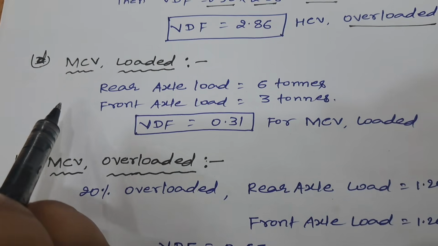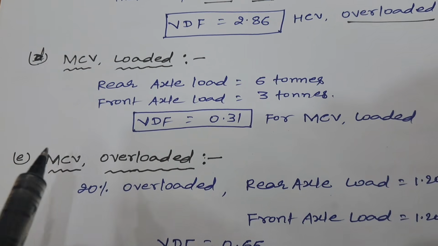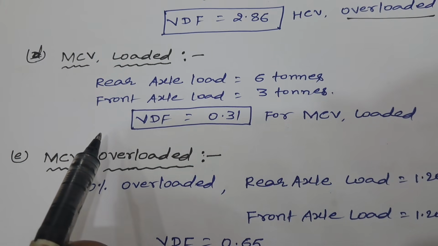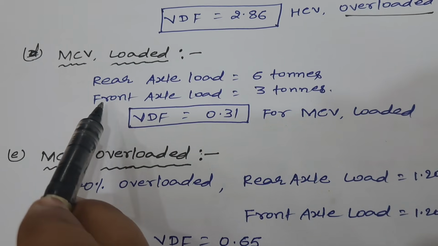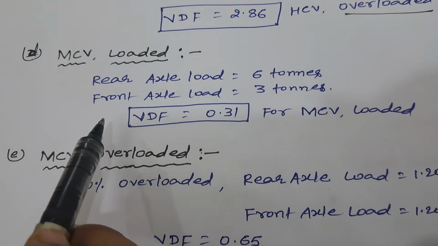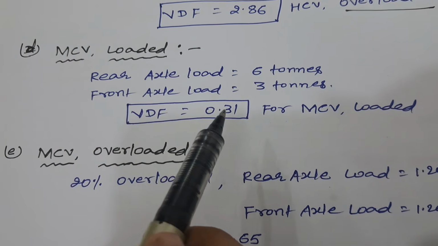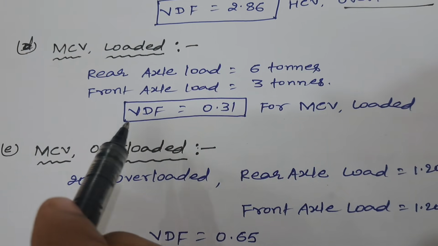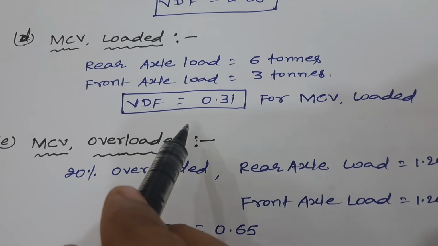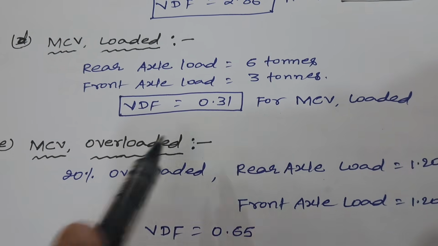MCV means medium commercial vehicle. For MCV loaded condition, IRC considered rear axle load is 6 ton, whereas front axle load is 3 ton. If you calculate in similar manner, VDF came 0.31.